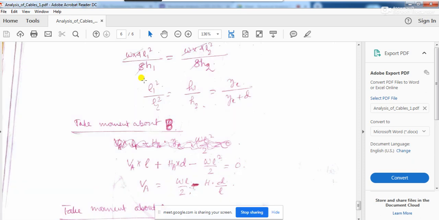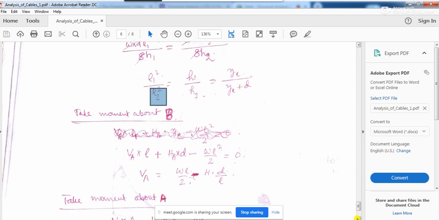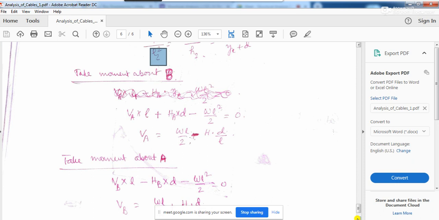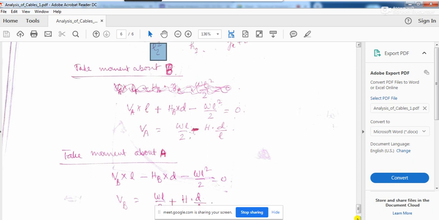Once you get the relation between L1 and L2, you should be very easily able to find out the values of the reaction components Va and Vb. So what will be your Va? Va is going to be Va into L.